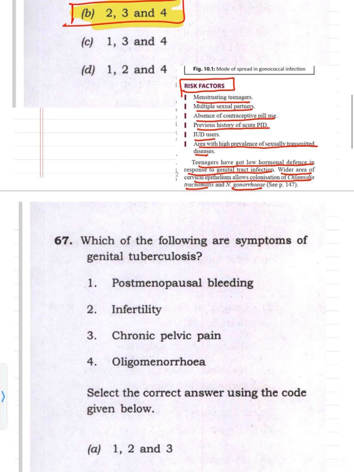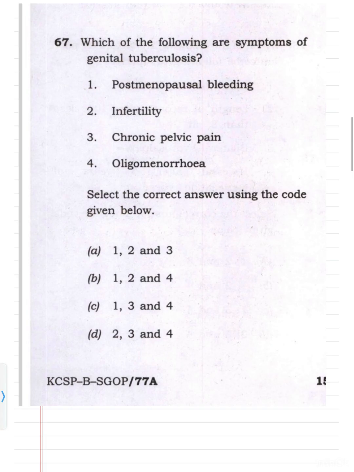Now coming to the next question: which of the following are symptoms of genital tuberculosis? There is mycobacterial infection of the genital tract. So first is postmenopausal bleeding. This is wrong. Generally it's not menopausal women who are affected by TB. Genital TB generally affects women of reproductive age.